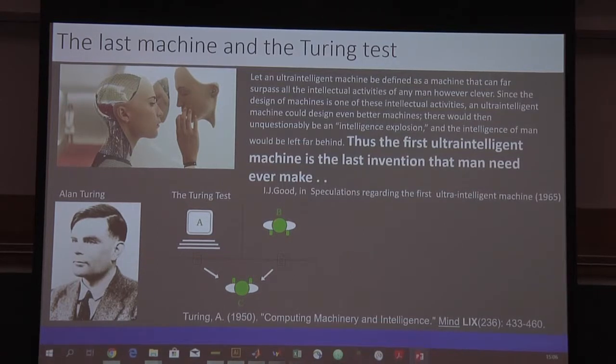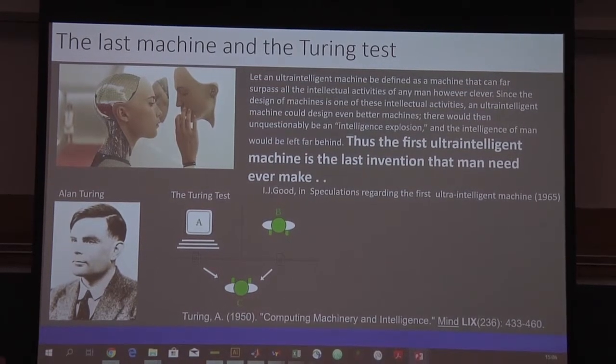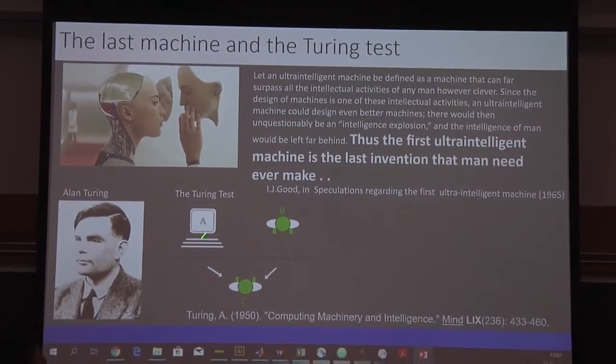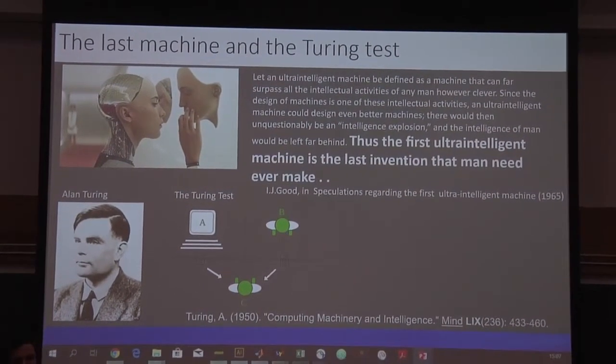And Alan Turing is famous for many things. One of them is for creating what we know now as the Turing test. The idea behind the Turing test is the following. Imagine that we have two rooms. These are two locked rooms. You cannot peek inside. You don't know what's inside.